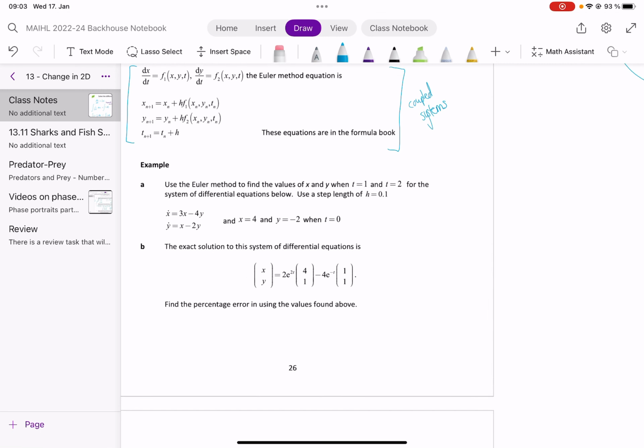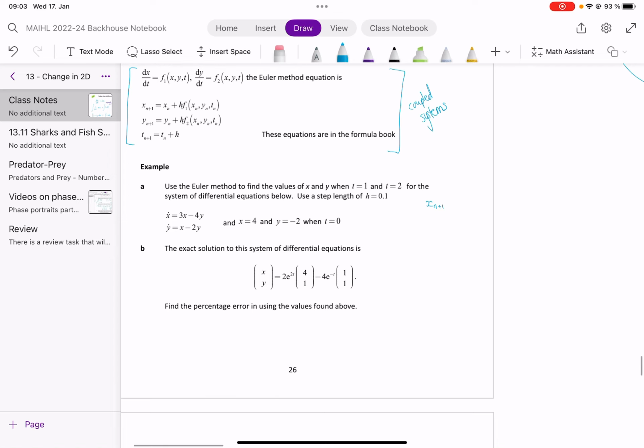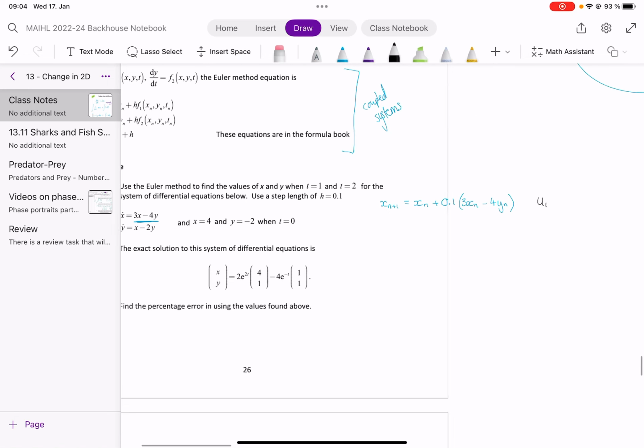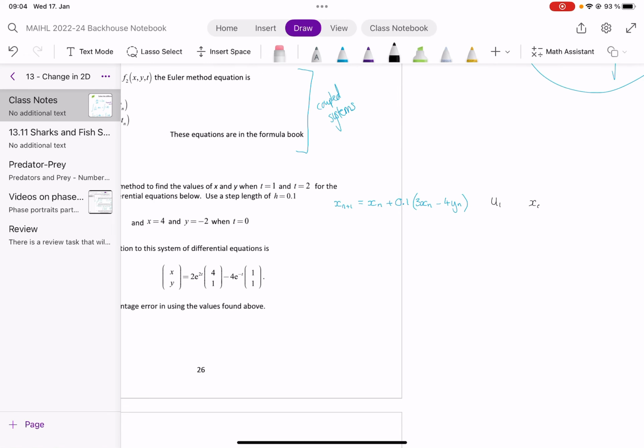So to get the next x value, so these are my workings out. So that n plus 1 is the next x value. I take the x value I know, and then I add on the step length, which in this question is 0.1, and then I multiply it by the slope function I've got, the dx by dt function. So it's 3 lots of xn minus 4 lots of yn. Okay, I'm going to put this into U1 on the sequence app, and I know my initial value, x0, is 4.